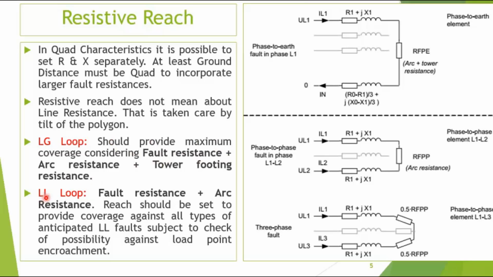In an LL loop, a phase-to-phase loop, fault resistance, if any object resistance is there, and mainly the arc resistance, will cover all the LL faults. In an LL loop we need to take care that we cannot increase it too much. If we have a load encroachment feature in the relay, then we don't have such a problem. But if we don't have it, then we have to check the possibility of load encroachment in the fault resistance coverage portion.